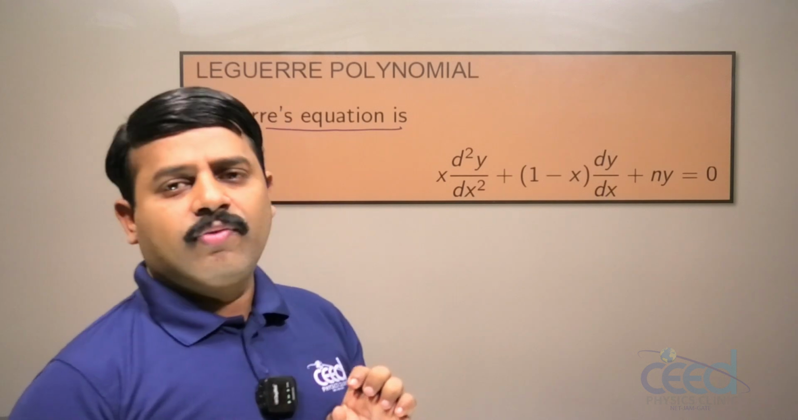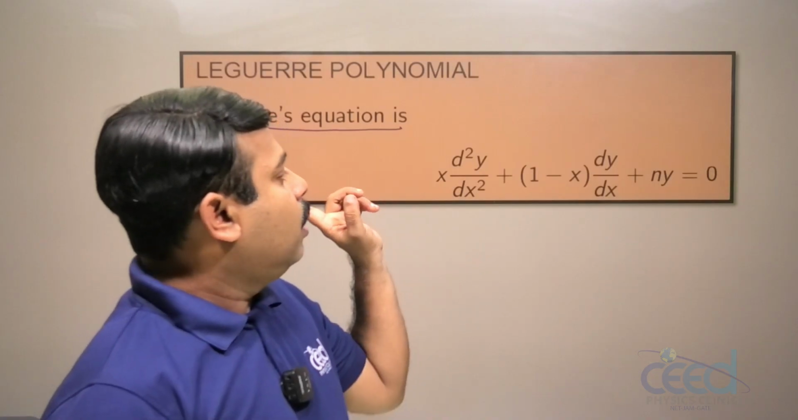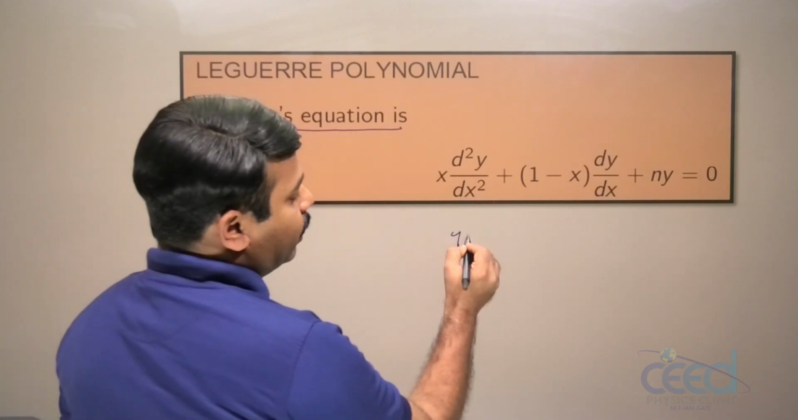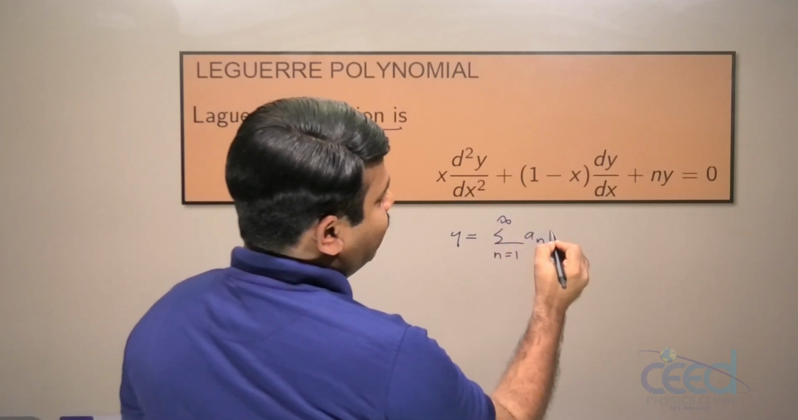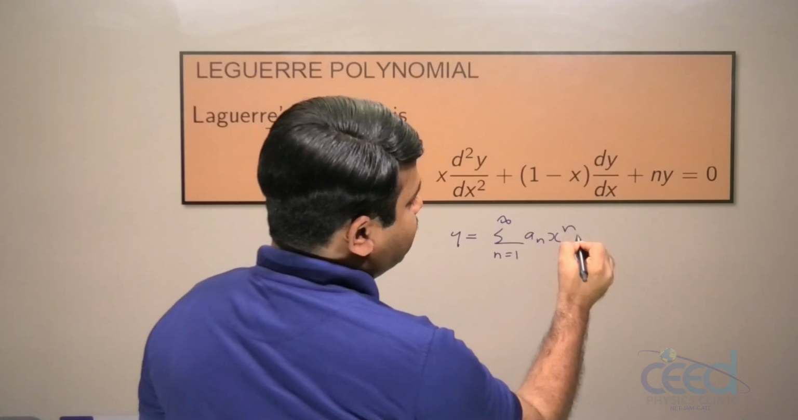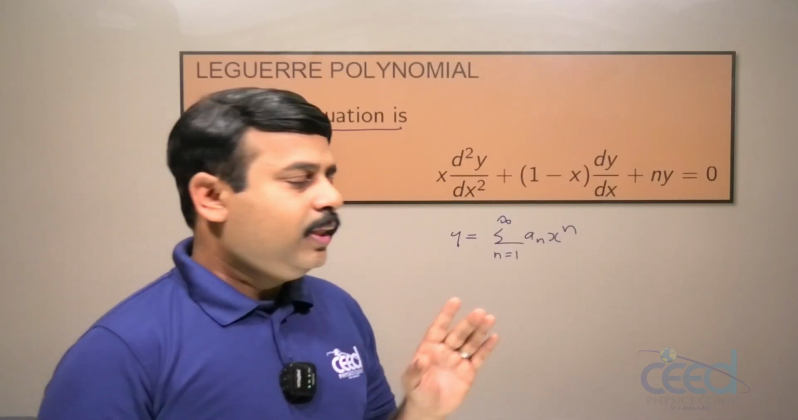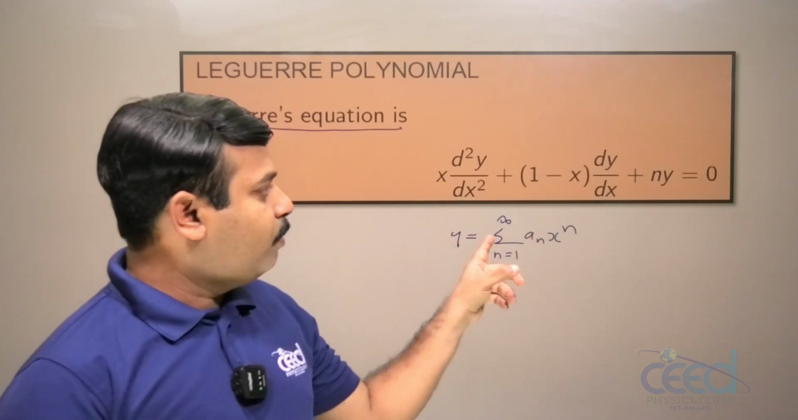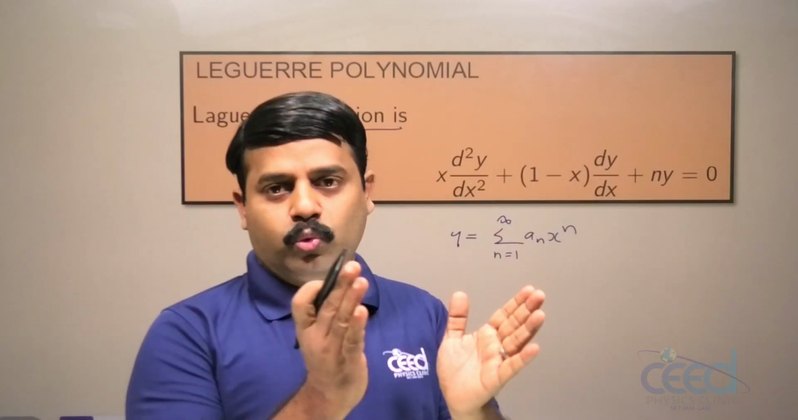To solve a higher order differential equation, we have seen the series method of solution. What we have to assume first is y equals sigma n equals 1 to infinity a n x raised to n. We assume this is the solution. Then we find dy by dx from it, then d square y by dx square, then we substitute those values into the equation, and by solving that we get the final solution.